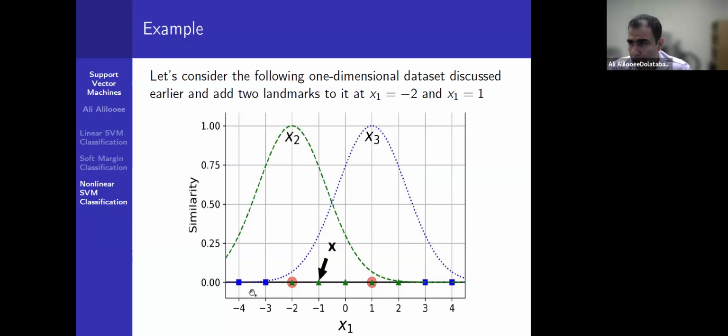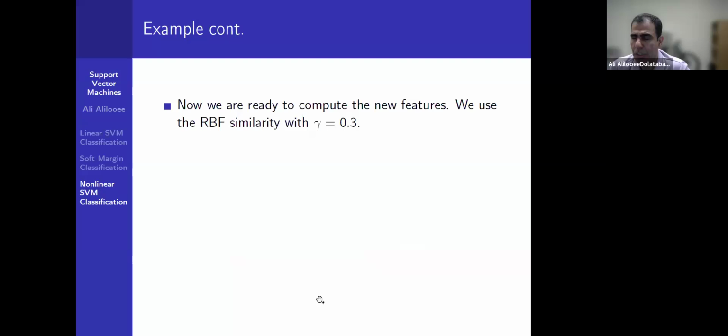So now what is the goal? The goal is to evaluate the resemblance of each data point with respect to each landmark. Let's do this on one example. In order to do this, we will use the Gaussian RBF. When we want to use the Gaussian RBF, the hyperparameter gamma should be chosen. Here I have chosen 0.3 as gamma.